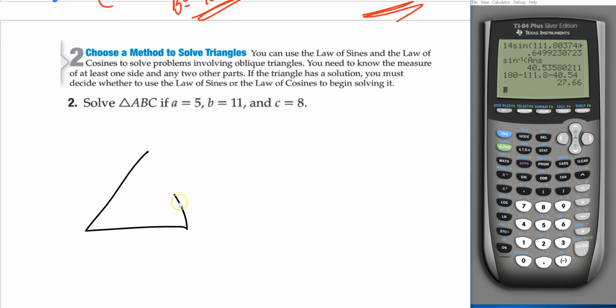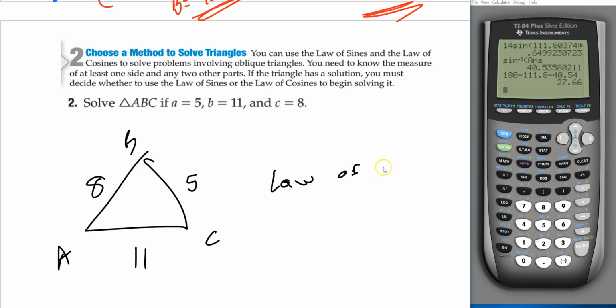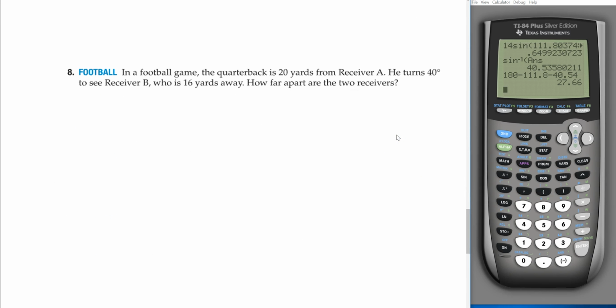So look at this first one. A, B, C. Let's just fill it out real quick. Little a is 5. Little b is 11, and then c is 8. I have all sides, law of cosines. Remember, that's how you spell cosines correctly all the way out. Let's see the next one.